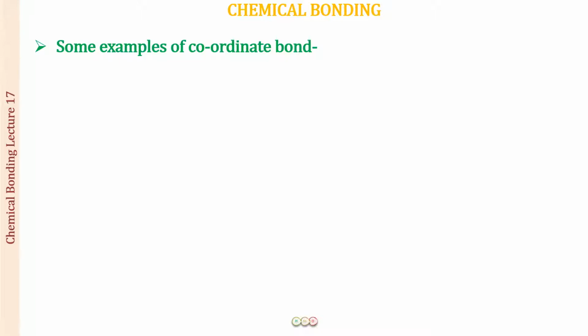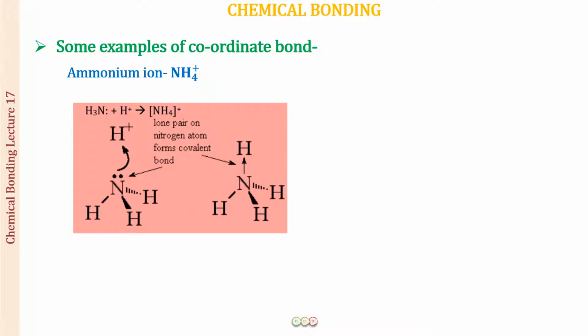So now let us see some more examples of the coordinate bond. The first one is the ammonium ion, which we have already done. Here what you can see is that nitrogen has 4 bonds which it has formed, and the angle between all these bonds will be 109.5 degrees, right?